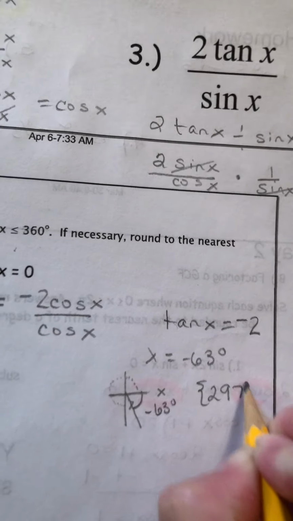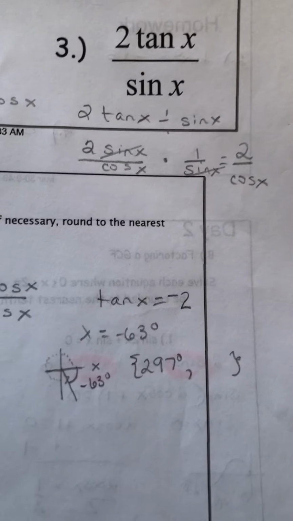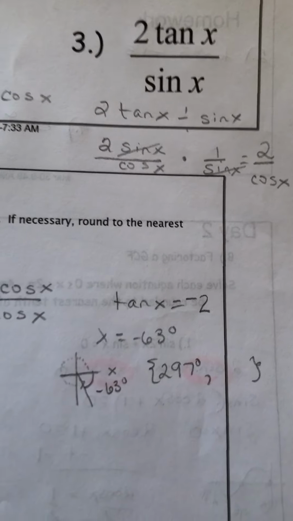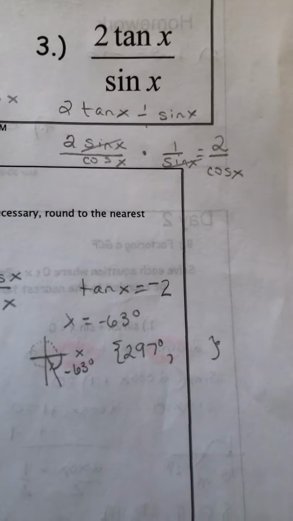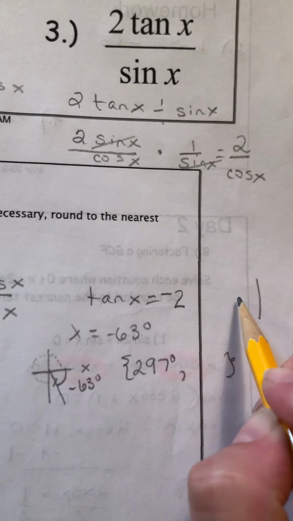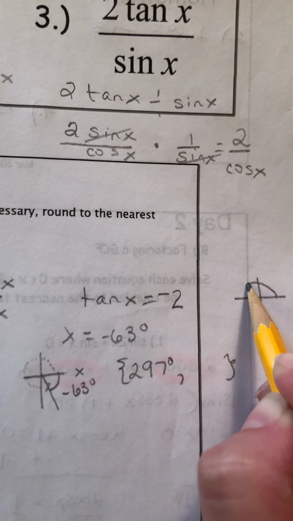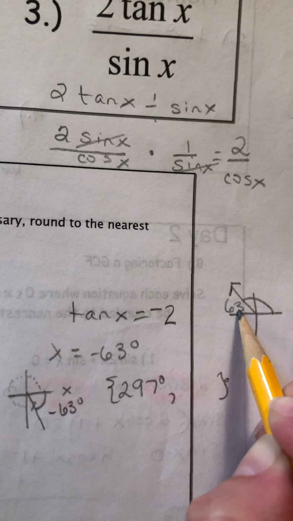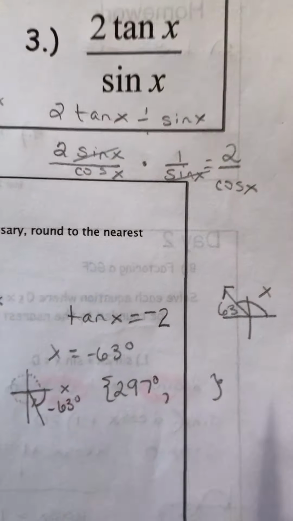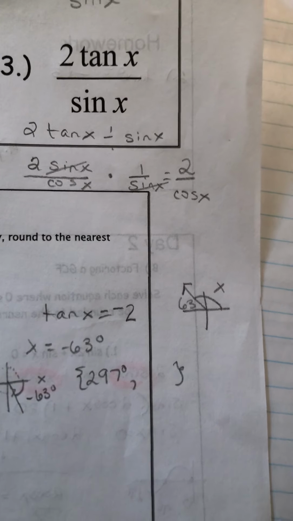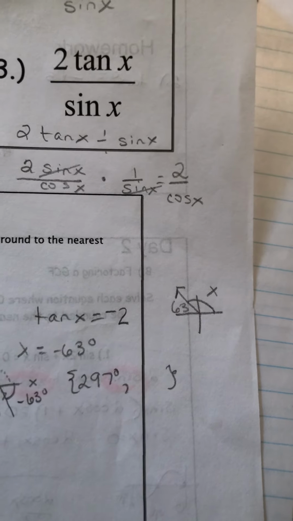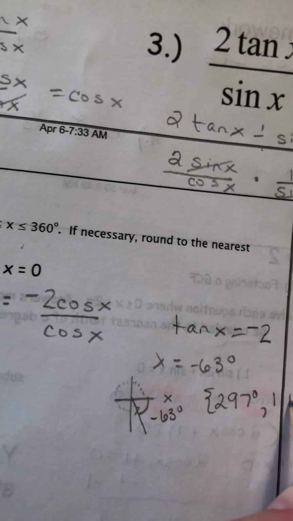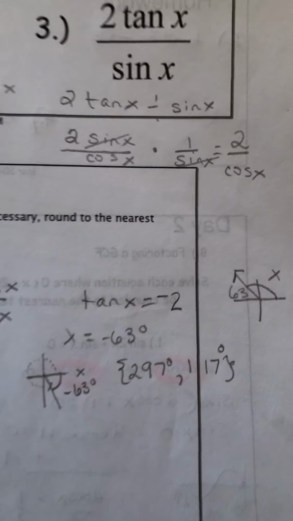297 degrees is our first answer. It's not our only answer because we remember that tangent is negative in one more quadrant. You got it, quadrant number 2. So what you do is draw a quadrant 2 angle. Doesn't have to be pretty. Label the reference angle 63, and this answer right here is what we're looking for. Again, use your geometry, take 180 and subtract 63, and you should get that angle, which is 117 degrees.